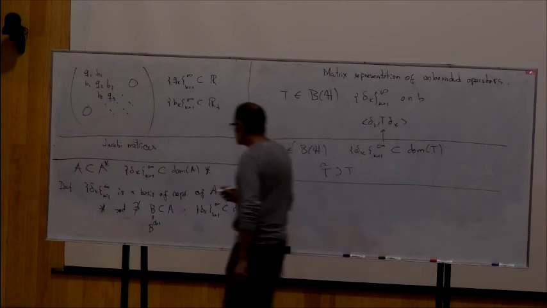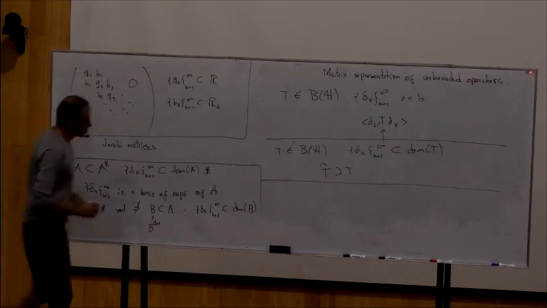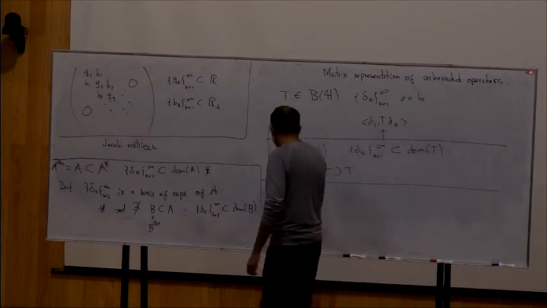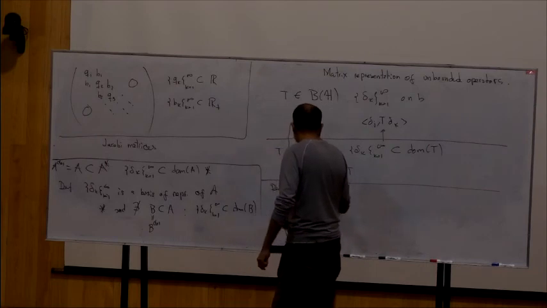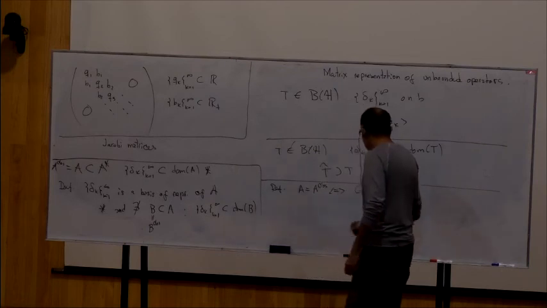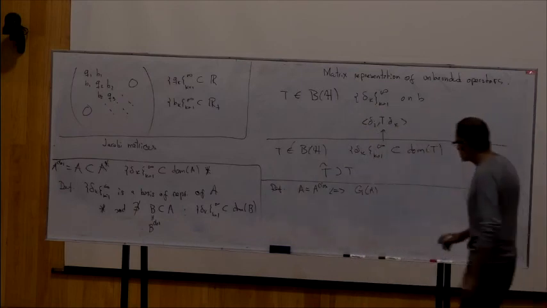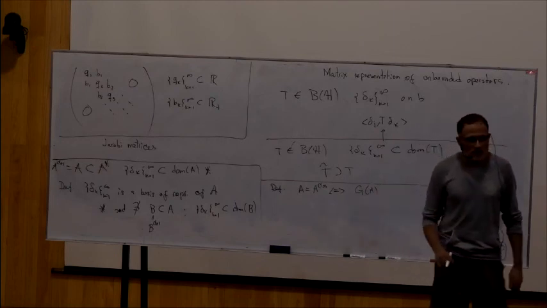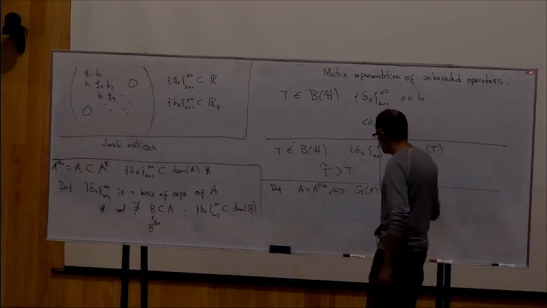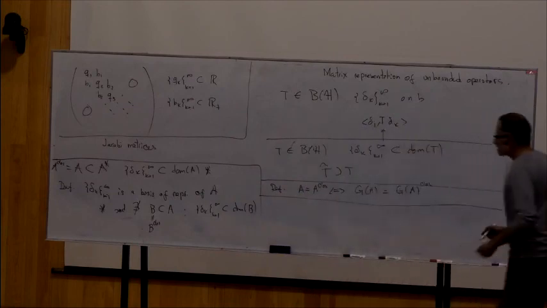For simplicity, let me consider that our operator A is closed. Let us consider this definition. A is closed. This means that the graph of the operator, seen as a subset of H plus H, is a closed set. This defines what closure means for an operator.